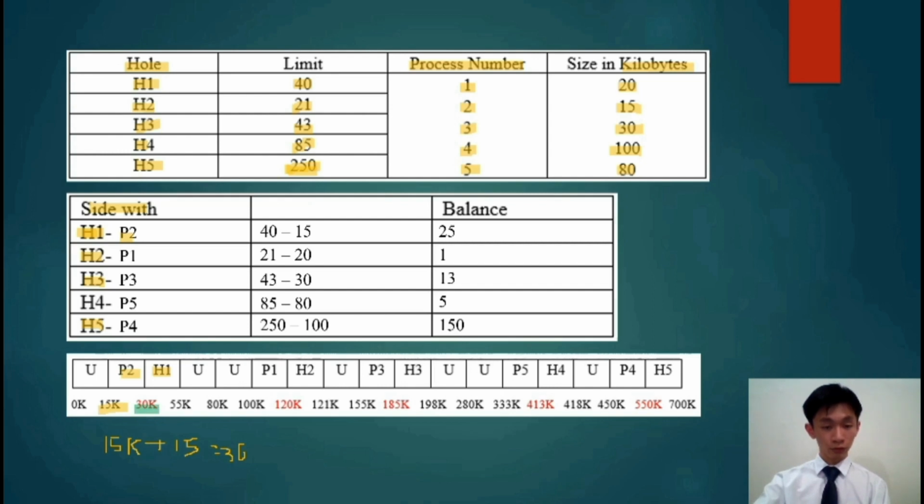This is also the same. 120 is by 100 plus P1. P1 is 20 kilobytes, so the answer is 120. All of this is the same calculation as these two. You just take the hole behind and add the size in kilobytes, for each of the holes. That's all for me.